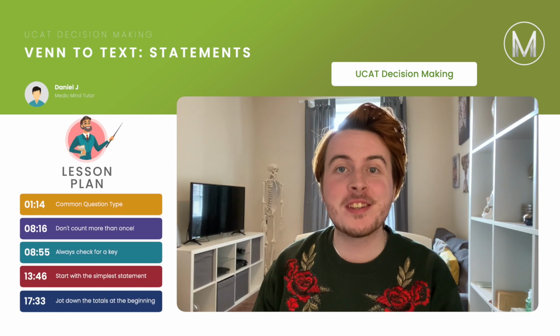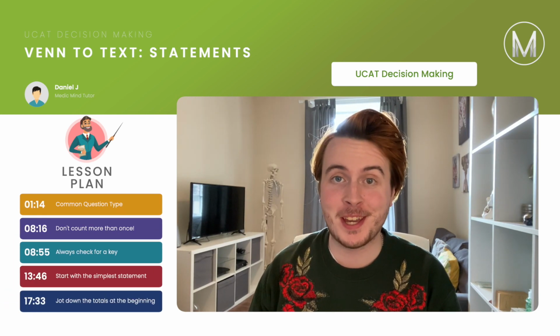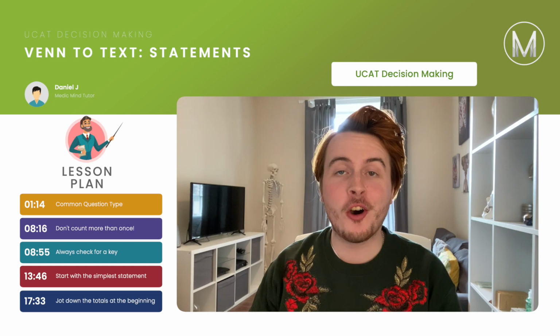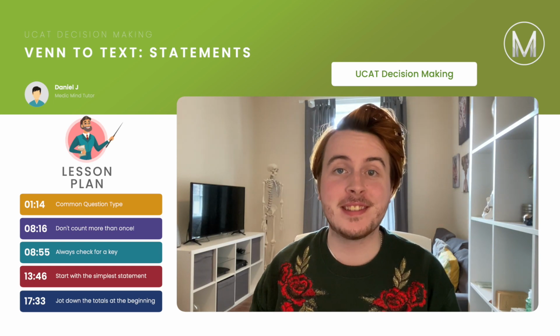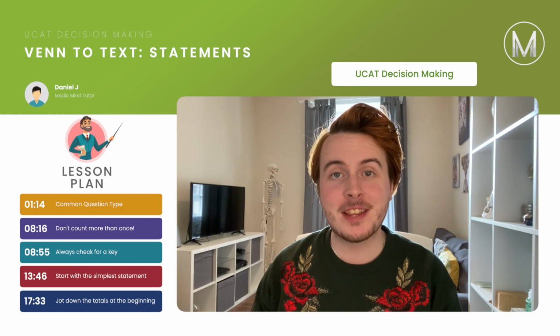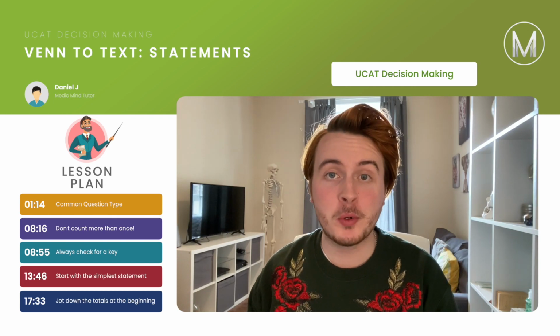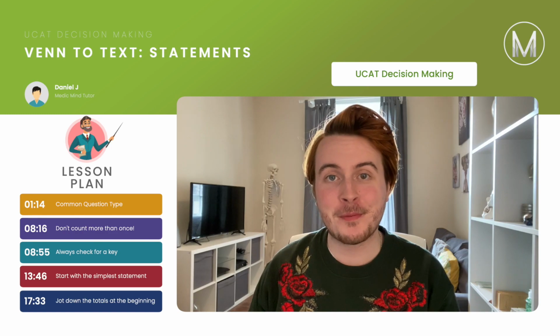Hi there, welcome back to another decision-making tutorial where we're going to discuss one of the Venn diagram question types. This one is going to be focusing on the Venn to text style where the answer options are all statements. This is slightly different from when the answer options ask you how many more, and that bit is in another tutorial.